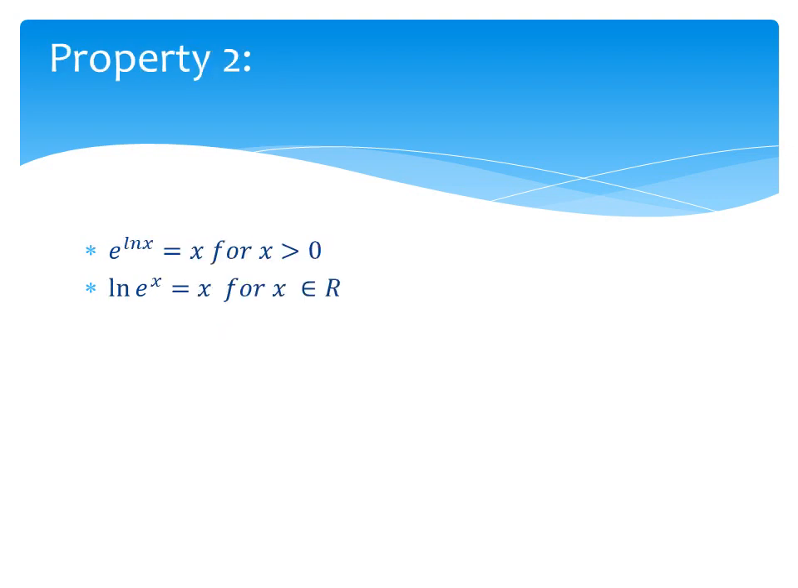Property number 2. If we have e to the power ln x, it's equal to x, where x should be strictly positive because we have the natural logarithmic function ln x, so x should be positive. This property has a derivation from the composite function, but what we need is to know the property and apply it. The second one, ln e to the power x, is equal to x ln e. ln e is 1, so it's equal to x for any real number. Why? Because e to the power x is always positive, so ln of a positive number always exists.